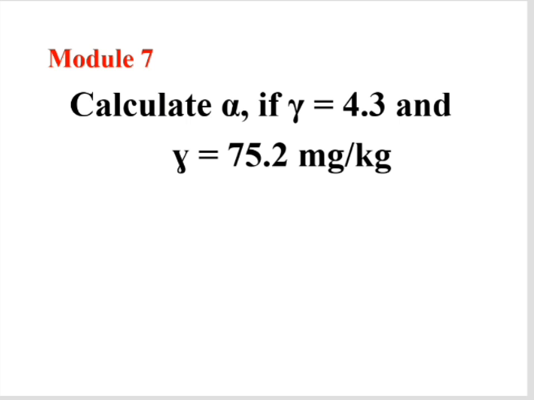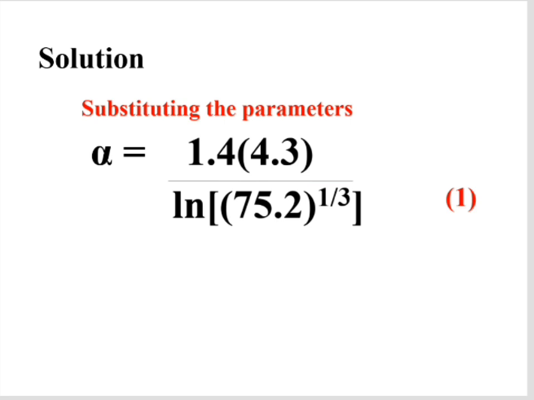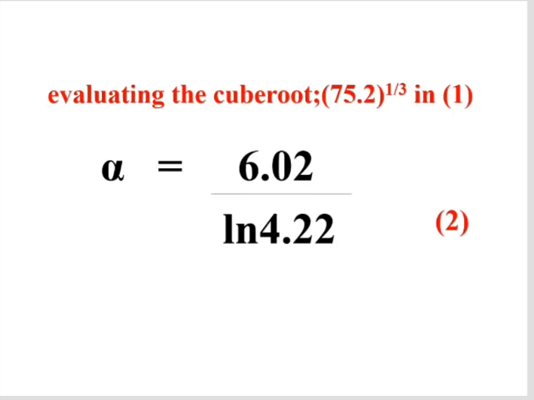Now, if we substitute all these values into the model, we're going to have initial solution pH to be equal to 1.4 multiplied by the final solution pH, which is 4.3, divided by natural log of, in brackets, 75.2 to power 1/3. Now, if we evaluate the cube root of 75.2 from equation 1 in order to get a simpler value, we're going to have that alpha, that is, the initial solution pH, will be equal to 6.02 over natural log of 4.22.